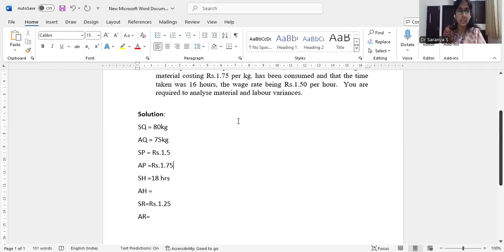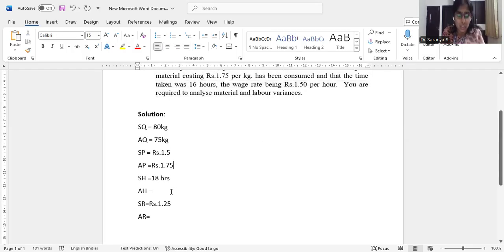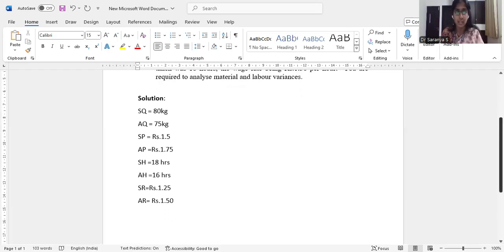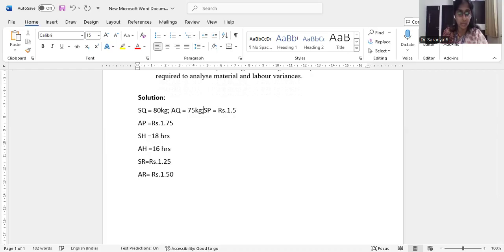And the time taken was 16 hours. So that's the actual time taken. Actual hours is 16 hours. The wage rate being rupees 1.5 per hour. So that is the actual rate, 1.5 per hour. So you are required to analyze material and labor variance. So I'm going to take it like this so that it will be easy for us.